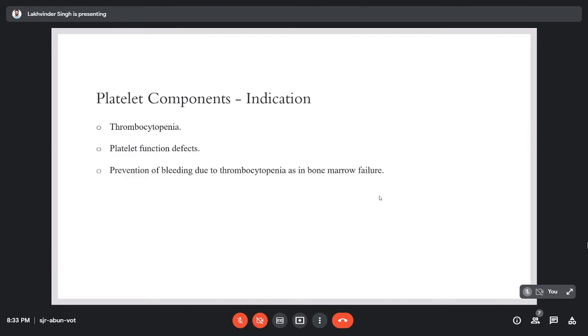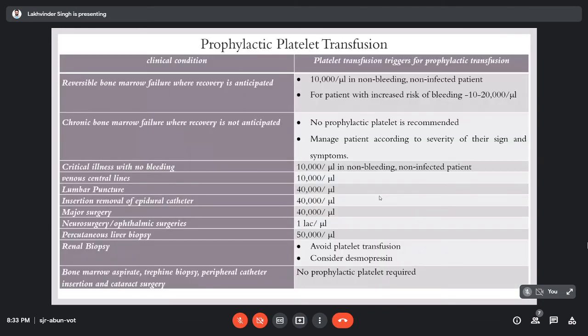Next come the platelet components, indications discussed: thrombocytopenia, platelet function defects, and prevention of bleeding due to thrombocytopenia as in bone marrow failures. So these are various thresholds which are theoretical and you may have to remember if required. In a reversible bone marrow failure where recovery is anticipated, you keep a threshold of 10,000. Below 10,000, you transfuse. Chronic bone marrow failure where recovery is not anticipated, then no prophylactic platelets are required because the platelet count is going to remain low. So you have to manage the patient according to the sign and symptom.